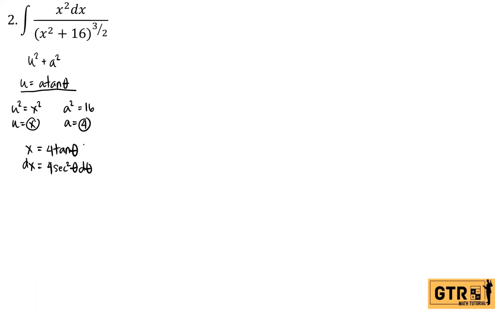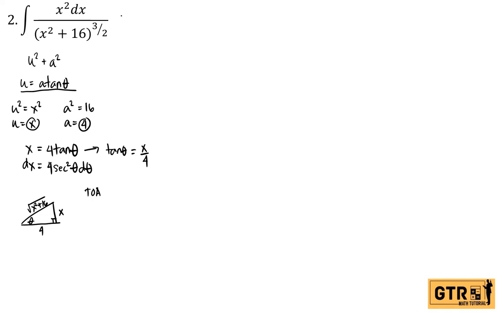Draw the right triangle. From x equals 4 tangent theta, just divide both sides by 4. The value of tangent theta is x over 4. So draw the right triangle. This is the right angle, this is the theta. Definition of tangent, SOHCAHTOA, so tangent is opposite over adjacent. This is the opposite side x and the adjacent side is 4. By the Pythagorean theorem, this side will be equal to the square root of x squared plus 16.